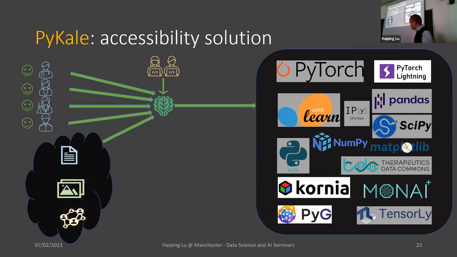Therefore, instead of helping the domain experts directly, we want to build a library that will be more accessible to all domain experts. Then we build the interface to access the powerful machine learning libraries out there.